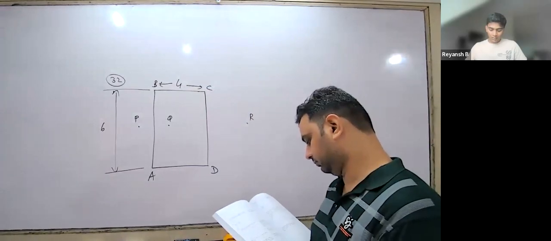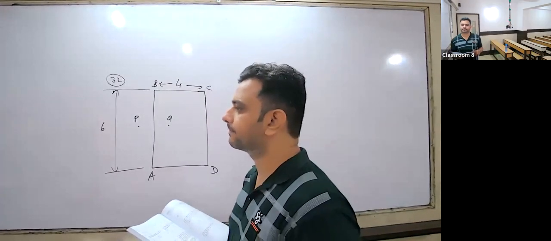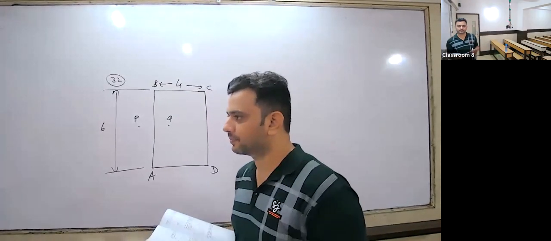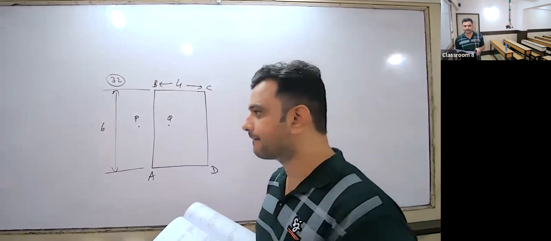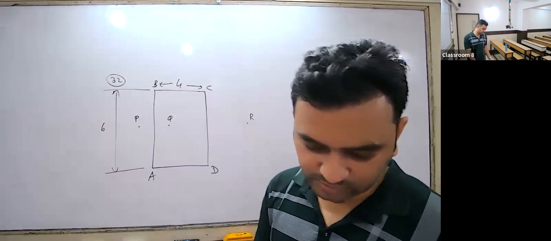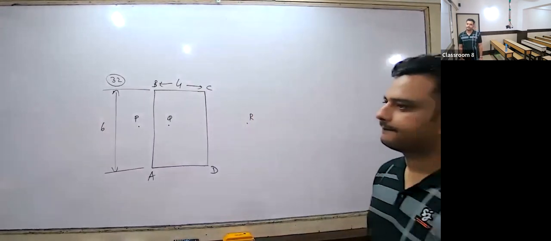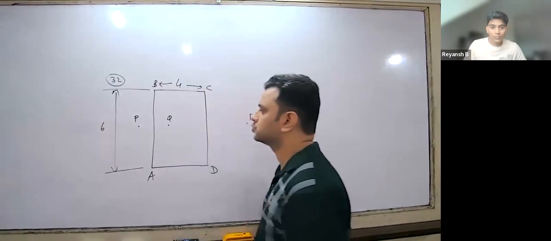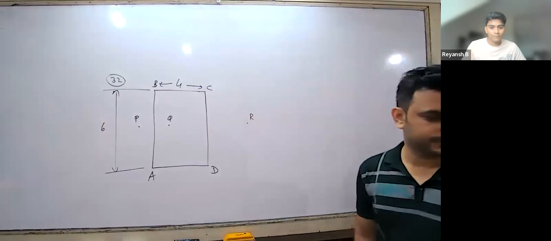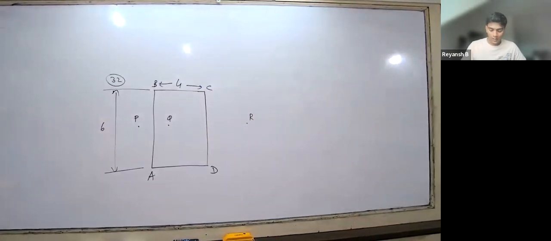Is it 10? Oh, wait. Is it 12? How much? 12. No, not 12. Just a second. AB is 6.